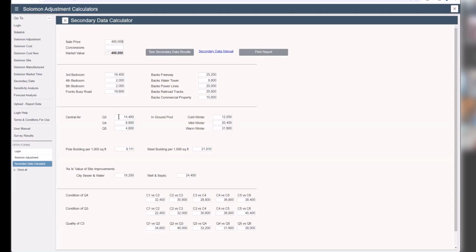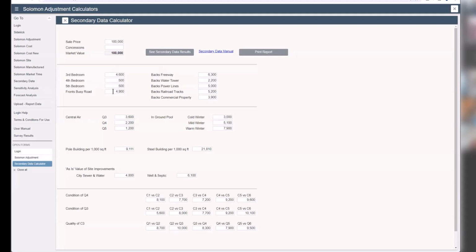Central air for a Q3 house was a higher adjustment than a Q4, which makes sense. And that really depends on where you are in the country also. In-ground pool, we had data that showed a cold winter pool is worth $12,000 for a $400,000 house. And by the way, that's 3%. And I'm going to change this now to 100 so you can see the percentages. So you see that the busy road is 4.9%.